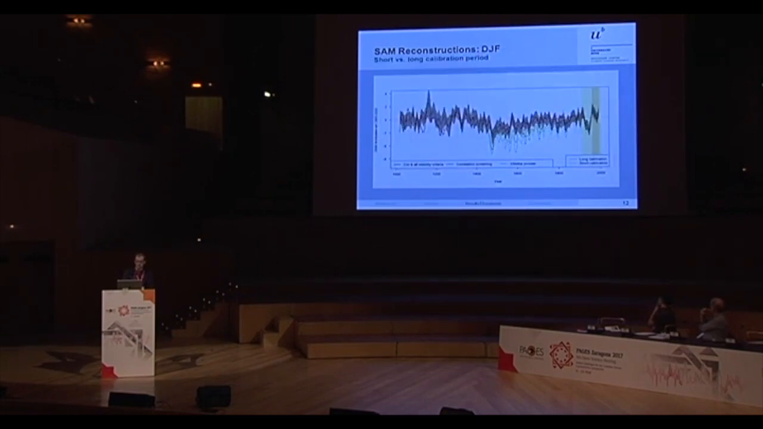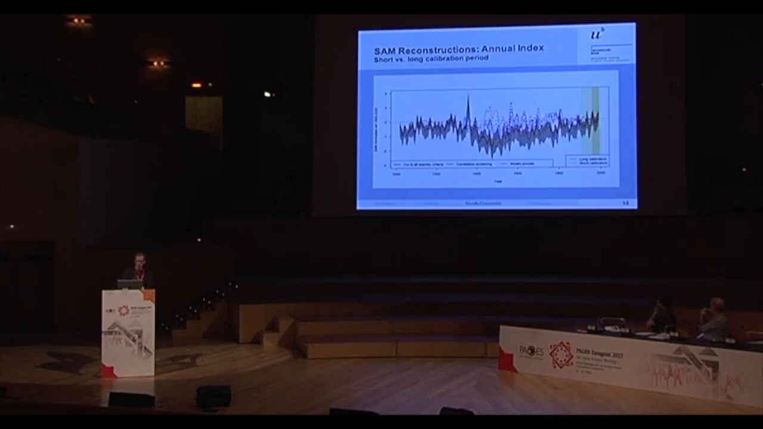As promised, here are the reconstructions where we use the shorter and the longer calibration period. The longer calibration period is the solid line, where the dashed line is the reconstructions for the short calibration interval. And again, for DJF, we see a very good picture that they match really well, besides maybe the very early data sparse region. But still, the picture looks really good. And that can be seen as a hint to a more or less stable relationship between proxies and SAM.